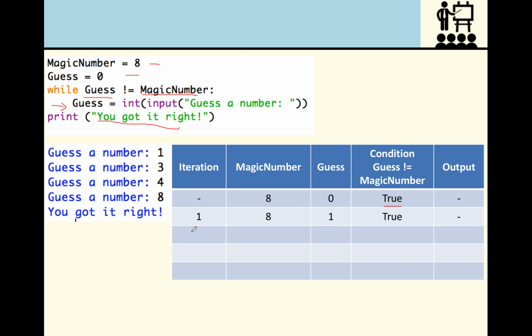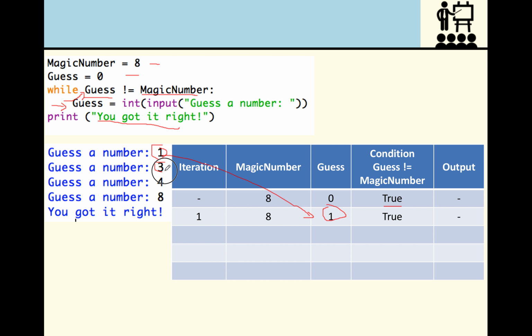So on my first iteration, magic number is still 8 and guess is 1. So the user's input guess, and that means guess has changed now. So now I'm actually checking is 1 not equal to magic number. And if I take a look here, 1 is not equal to magic number, so our condition is true. So we're going to loop again.